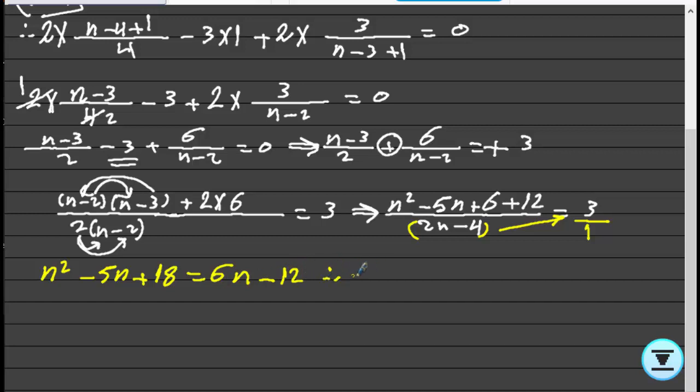Then n square. Okay, minus 11n plus 18 plus 12. 18 plus 12, it is 30. All equals 0. Okay, n square minus 11n plus 30 equals 0. Now we will use factorization.